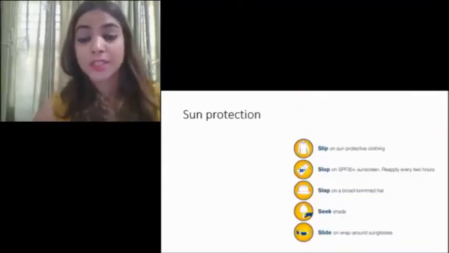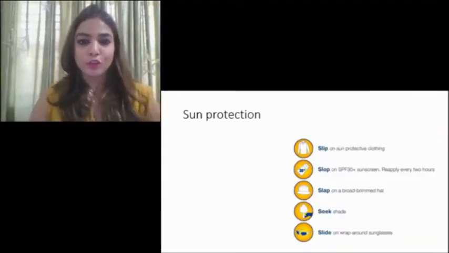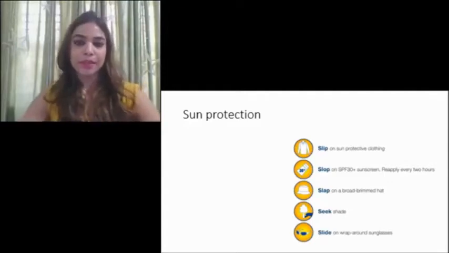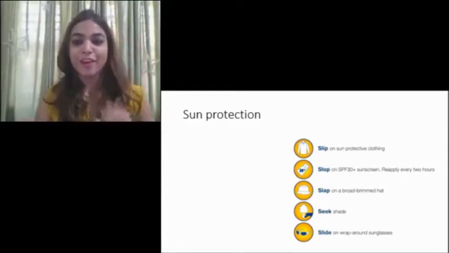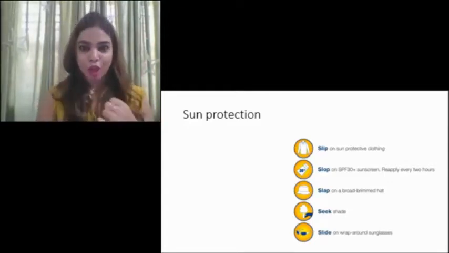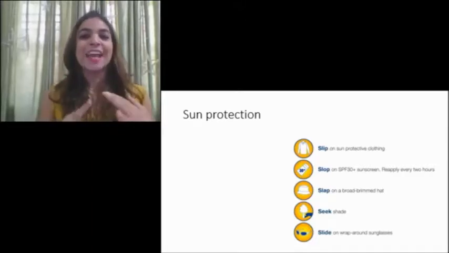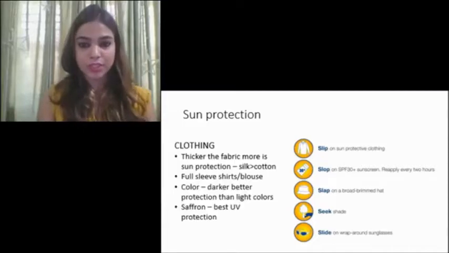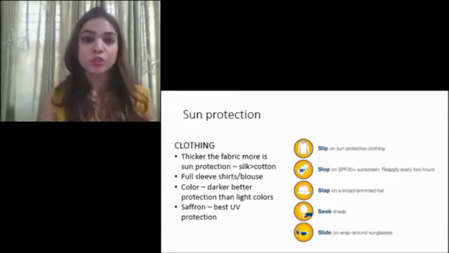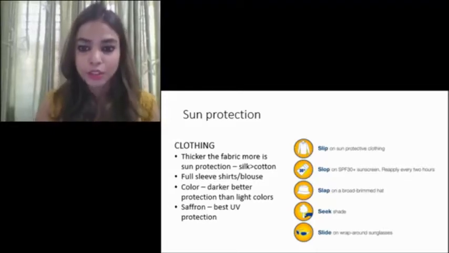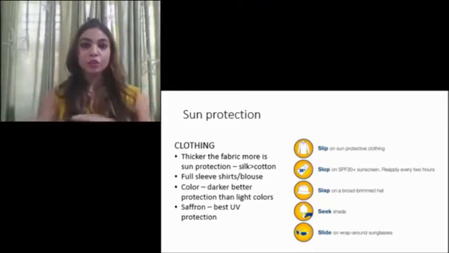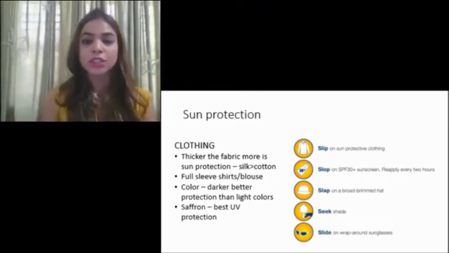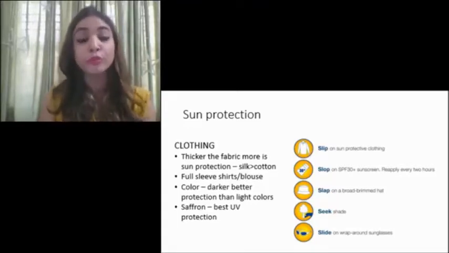Okay, so now the last part, one part is sun protection. Sun protection can be remembered with the help of 5S. 5S means slip, slop, slap, seek and shade. So slip, that means slip on some protective clothes. Good clothes to protect you against the sun are clothes which are thicker in fabric, full sleeves, and darker in color. They usually protect you more from UV radiation.